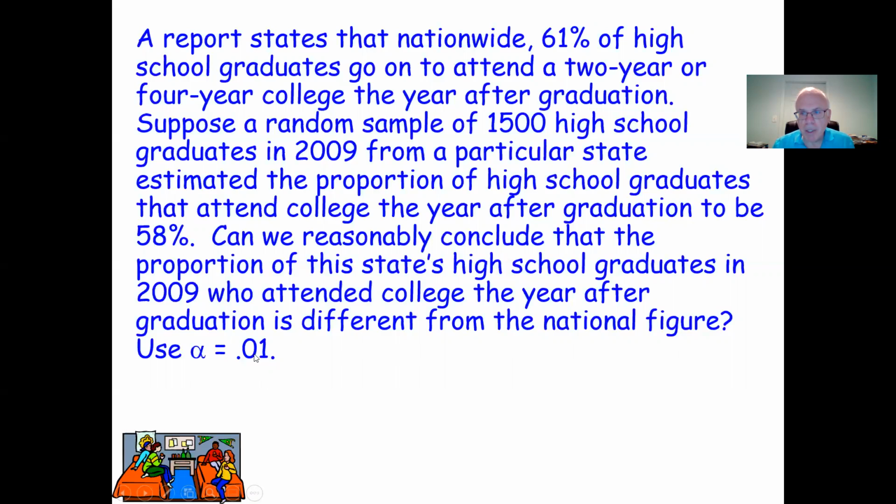And the whole idea is that from the sample data, if we get a p-value that is less than or equal to this 0.01, we're going to end up rejecting the null hypothesis and stating that the state results are significantly different from the national results. So P here of 0.61 is our hypothesized value. It's the population value. We never ever put the sample data in a hypothesis test. Always the hypothesized population data. In this case, 0.61.